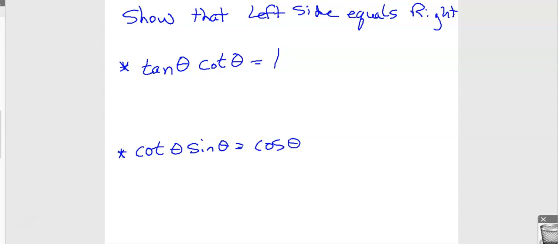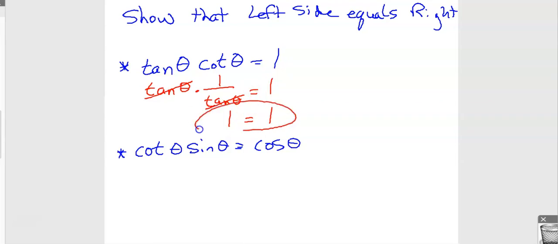So if you look at this first one, we'll start off kind of easy. Well, tangent of theta, I already know it's just tangent. But cotangent, remember, is 1 over tangent. And when I multiply these, you can see that the tangents cross out, and I'm left with 1. So 1 does equal 1. So you're proving that the left side equals the right side. Once you get down to this step, the left side does equal the right side, and you've shown the work of how it does.